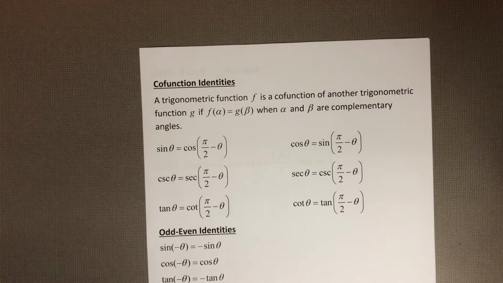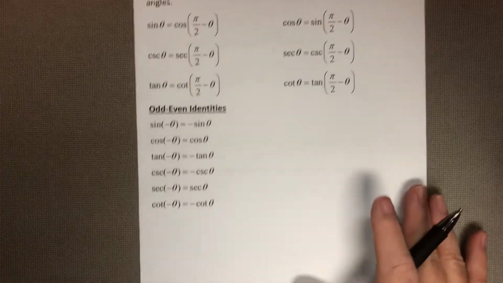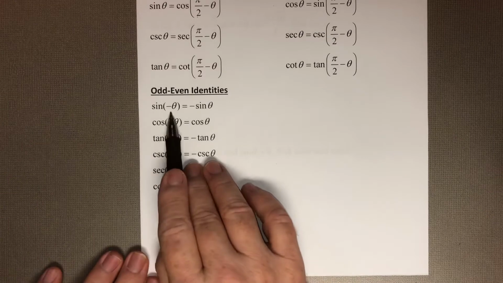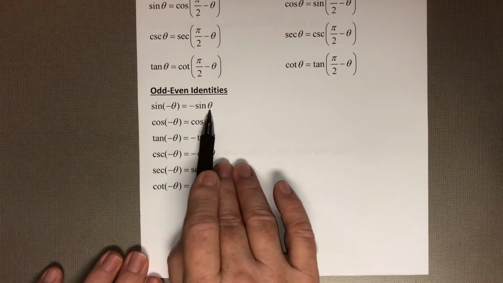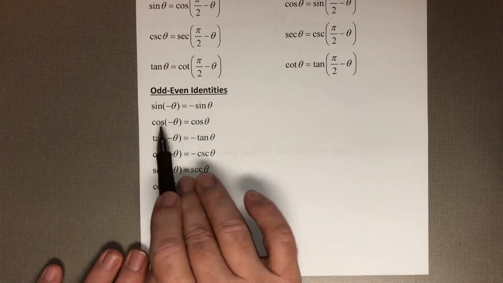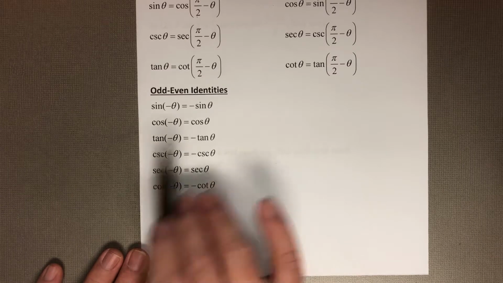We also have the odd and even identities, and they say that the sine of negative theta is the opposite of the sine of theta. The cosine of negative theta is equal to the cosine of theta.